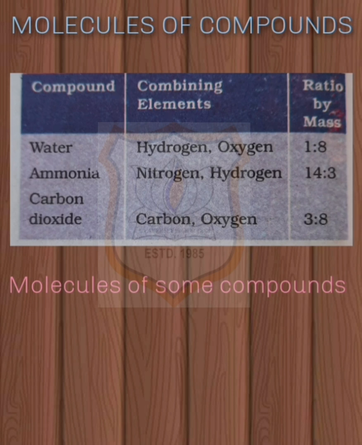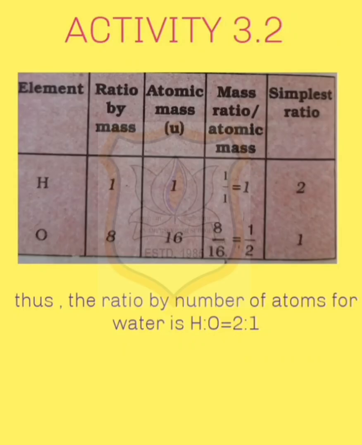On this basis, let us have a look at some of the important compounds, as given in the chart. Water: the combining elements are hydrogen and oxygen, the atomic mass of hydrogen is 1 while oxygen is 8, so the ratio is 1:8. Similarly, ammonia, NH3, that we have just discussed, and carbon dioxide. Carbon and oxygen are the combining elements, and the ratio is 3:8. These are water, ammonia and carbon dioxide from the compound table.